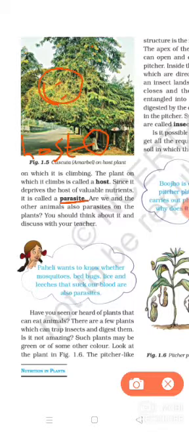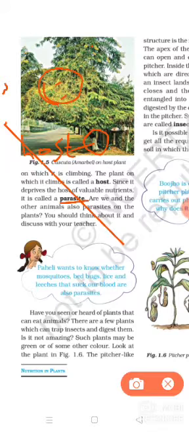Are we and other animals also parasites? So we also come into the category of parasites. Why? Because we also depend on other plants. Friends, you should think about it and discuss with your teacher. We human beings, directly or indirectly, are not preparing our own food; we are depending on other plants. So we are also parasites.